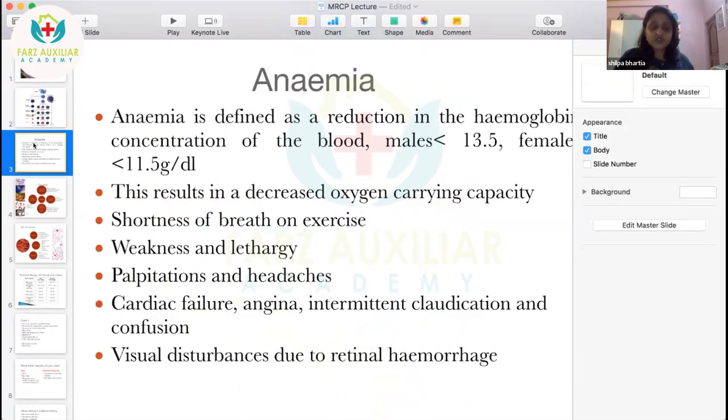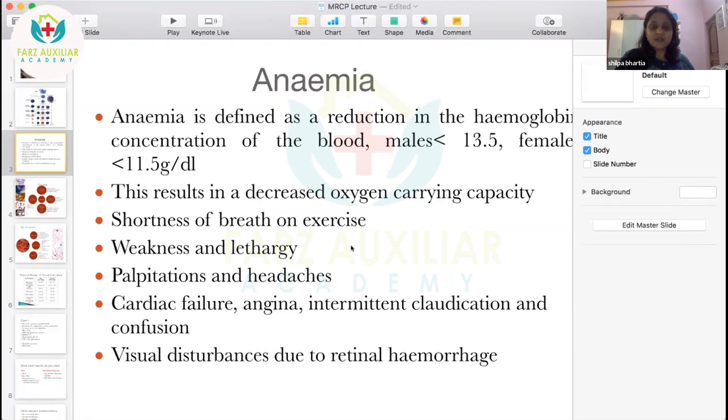So when we start off, first of all, we have to be very clear with the normal ranges. Anemia is defined as reduction in hemoglobin. In males, it's less than 13.5, and in females, it's less than 11.5. There is slight variation nationally and internationally. You need to be aware of that.